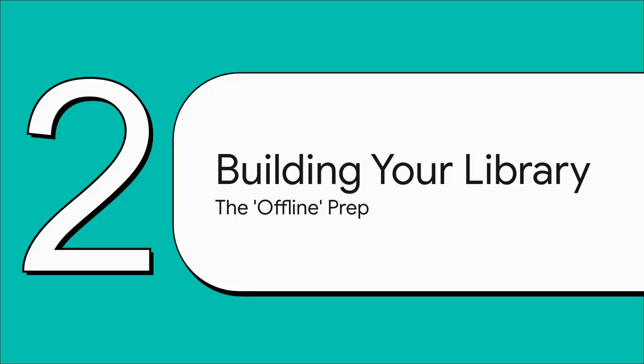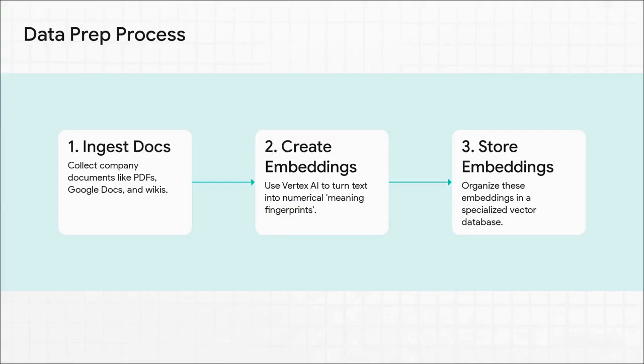So how do we actually do this? Well, it all starts with building what I like to call a digital library. This is all the prep work. See, before anyone can even ask a question, we have to gather, process, and organize all of our company's documents. This is the crucial offline part of the job that makes all the magic happen later on. The whole process really breaks down into 3 key steps. First, we ingest all the documents. We're talking all our PDFs, Google Docs, wikis, you name it.